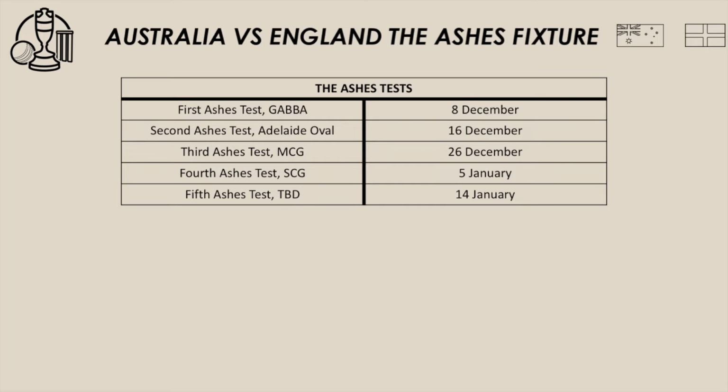The fifth test match was meant to be scheduled in Perth at the new stadium. That's been moved. Cricket Australia have confirmed that the Perth Stadium will not host the fifth test match. So that will be played on the 14th of January, the fifth test. Where it will be played remains to be seen. So that's the Ashes fixture for this Ashes series.